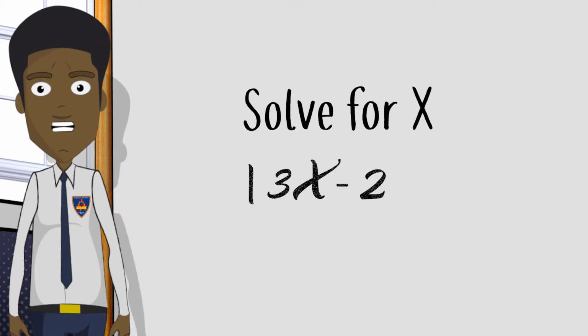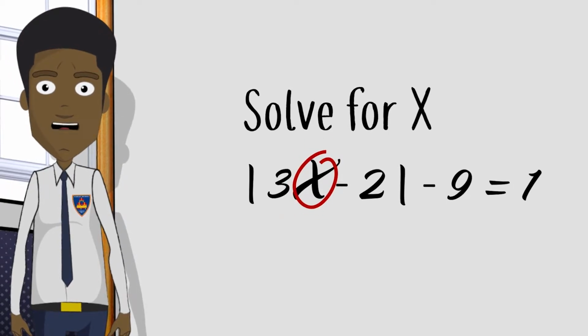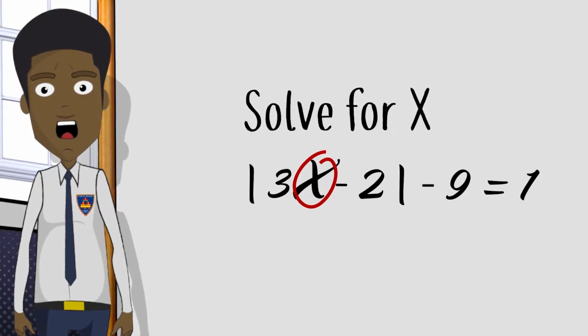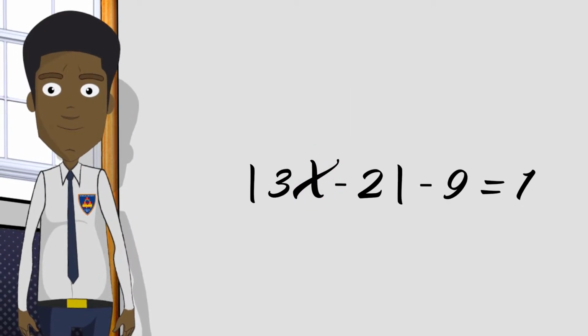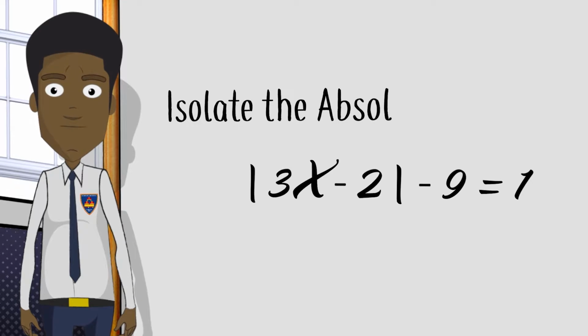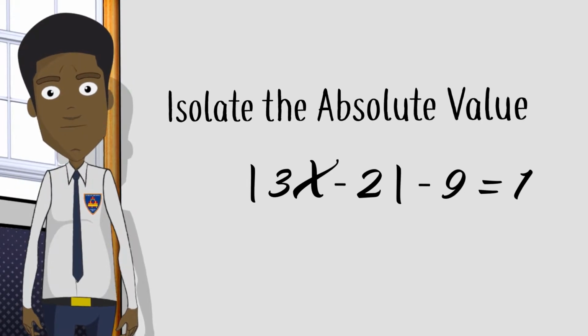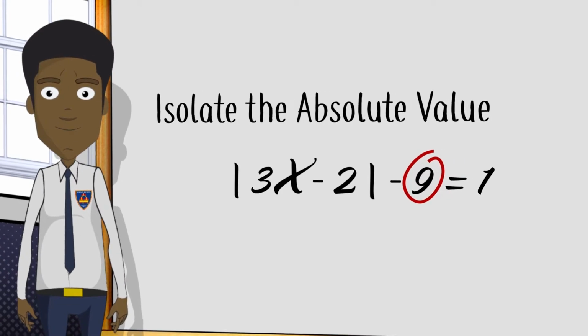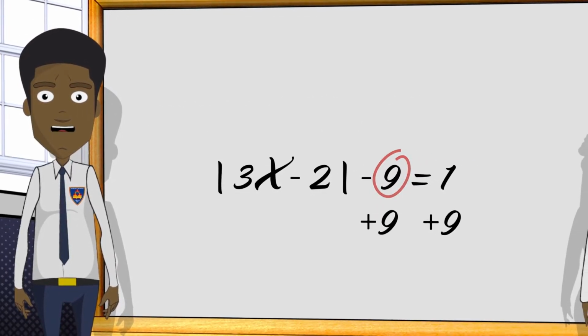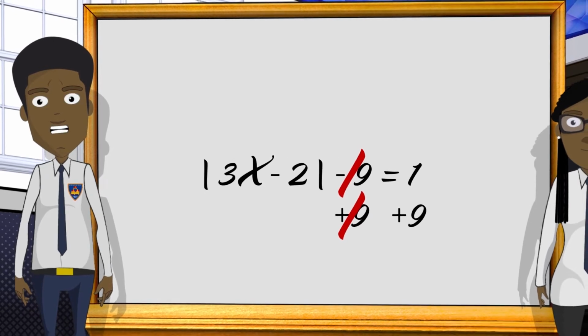The directions say to solve for x, but as you can see, our x is inside of an absolute value. So, what do we do? The first step is to get the absolute value alone on one side. Is our absolute value alone right now? No, it has a 9 with it. Get rid of the 9, and because it is -9, we add 9 to both sides.